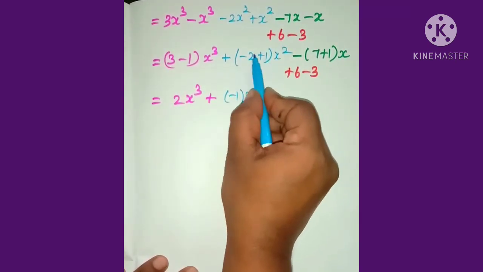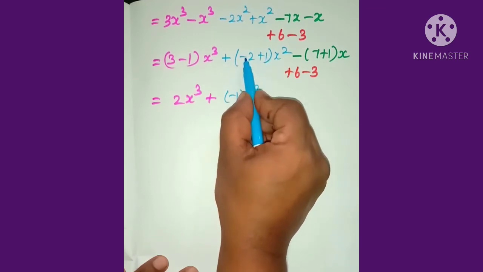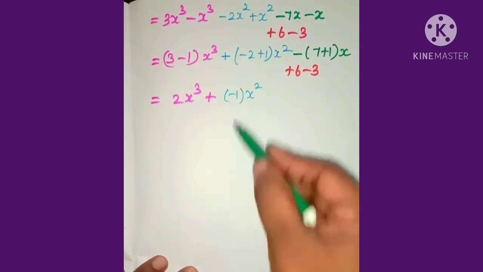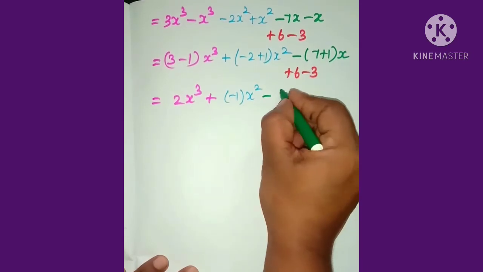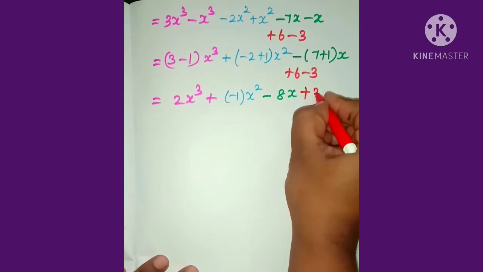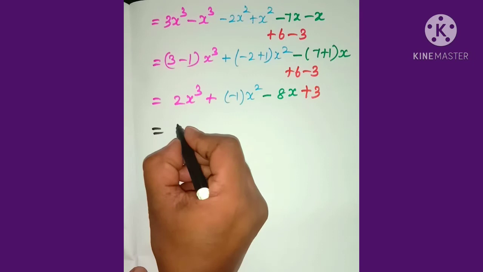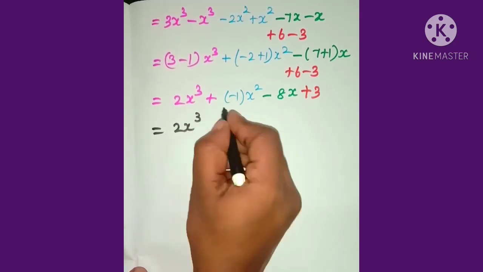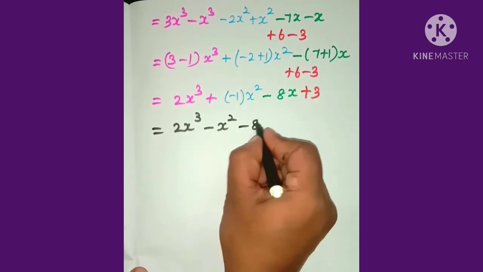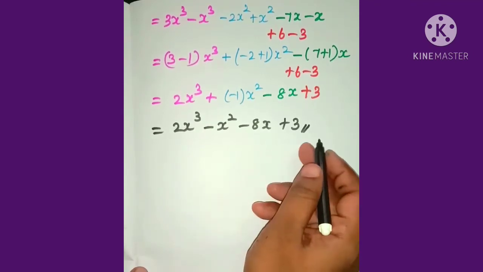So take the difference and put the sign of the larger one. Here 2 minus 1 is 1, and the sign of the larger one is minus, so minus 1 x square. And here minus 7 minus 1 is minus 8x, and 6 minus 3 is plus 3. And in the last step, the required expression is 2x cube minus x square minus 8x plus 3, which is the required expression.